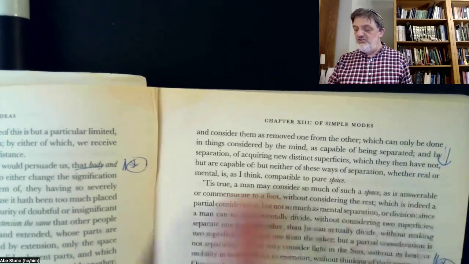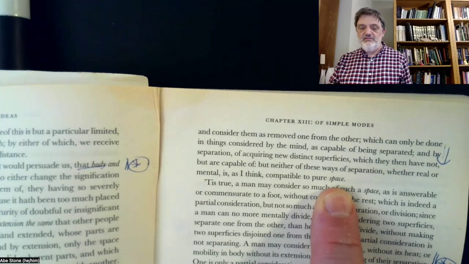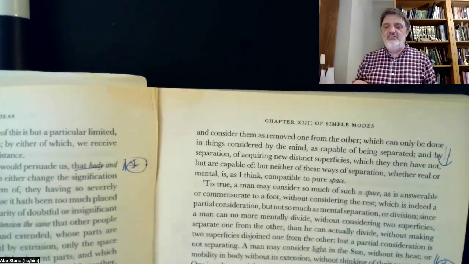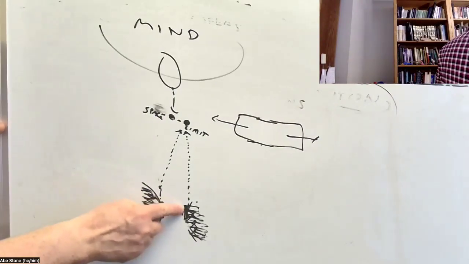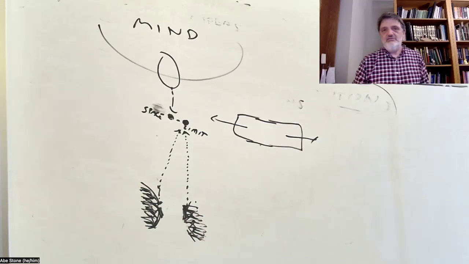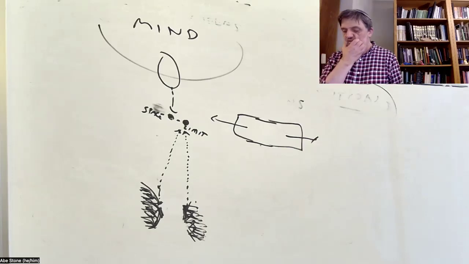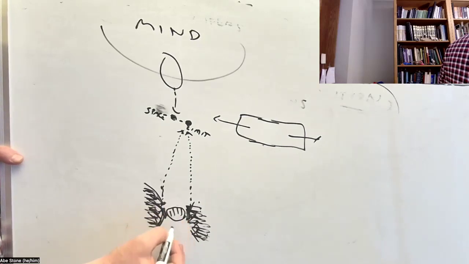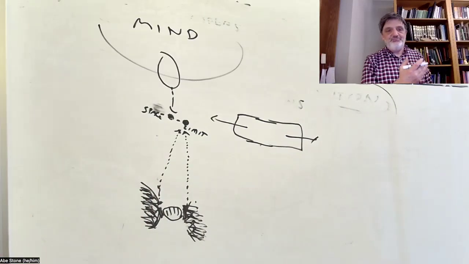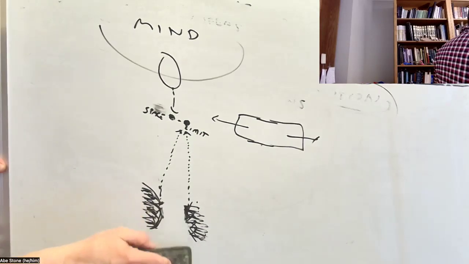"But neither of these ways of separation, whether real or mental, is, as I think, compatible to pure space." Right? So space is not divisible, Locke is saying. If this is completely empty, it has no parts. Why do we think of it as having parts? Well, basically, because we can put a body in here that has parts, and it won't meet any resistance. So as I said, Hume is going to say more about that when he talks about the possibility of a vacuum.